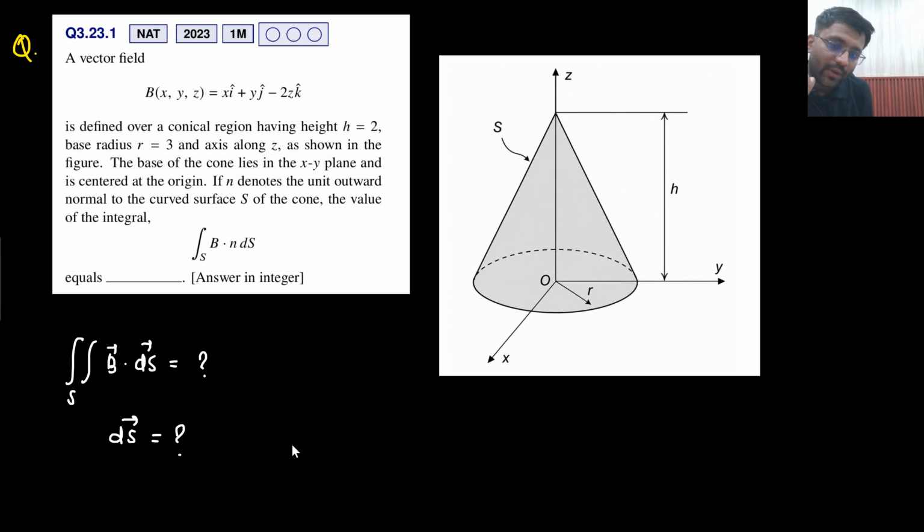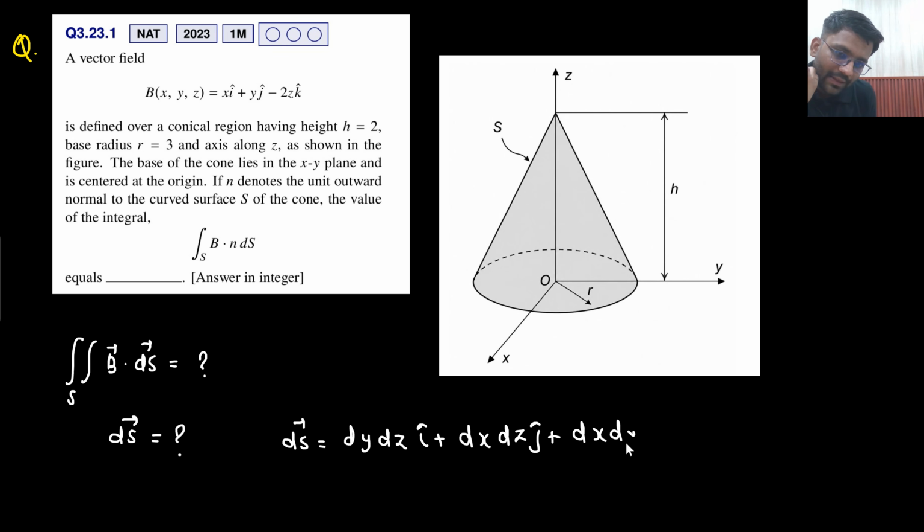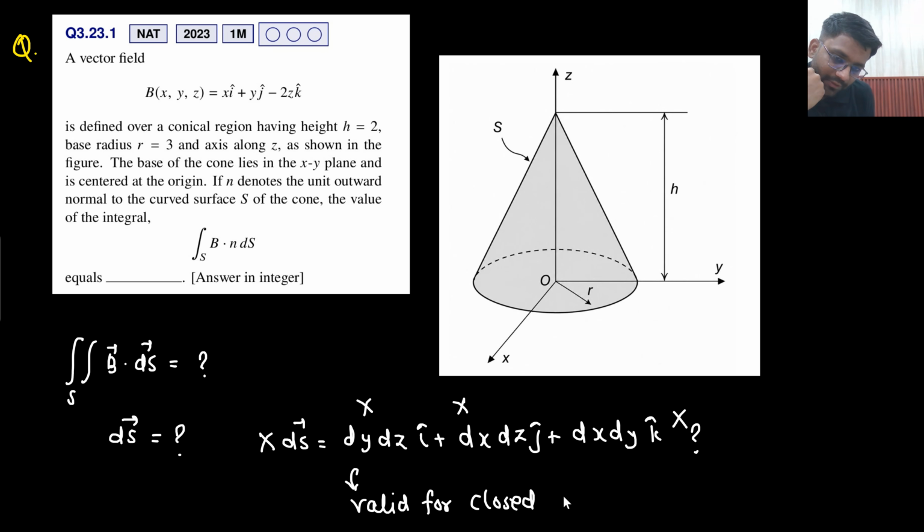How do I write down the ds vector? Can you write it in this way? I told you in the Cartesian coordinate system you can write down the ds vector in this manner: dy dz i cap plus dx dz j cap plus dx dy k cap. Is that fine? No, this is wrong. Why is that wrong? Because it is only valid for a closed surface.